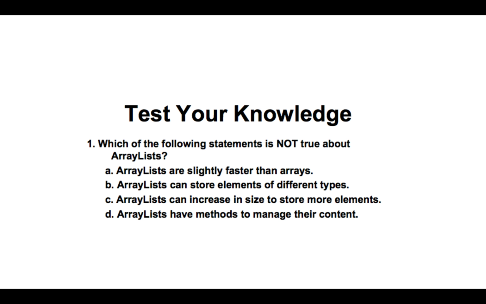Okay, so which of the following statements is not true about array lists? Array lists are slightly faster than arrays. Array lists can store elements of different types. Array lists can increase in size to store more elements. Array lists have methods to manage their content.